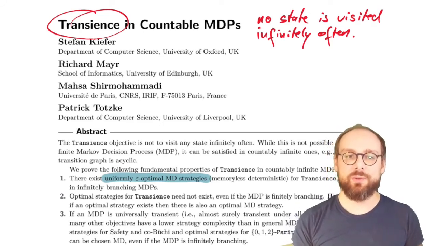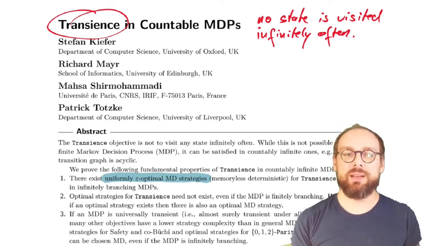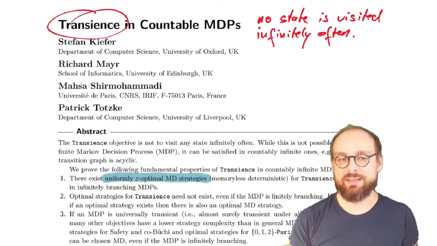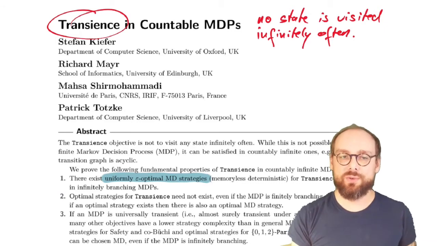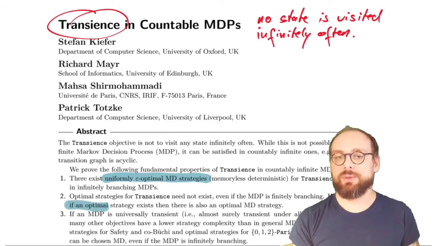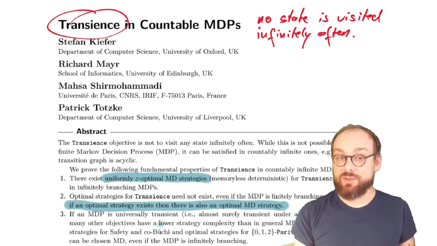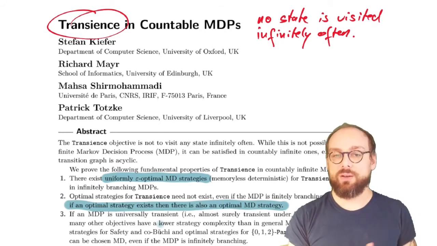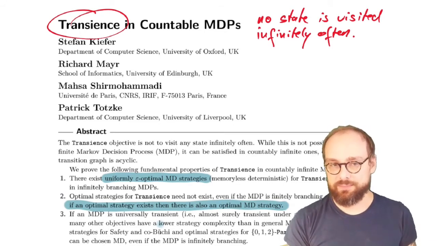We can find uniform such strategies, meaning epsilon optimal from every starting state. We also show that if optimal, i.e. zero optimal strategies exist, which is not always the case, then again also MD ones exist as well.